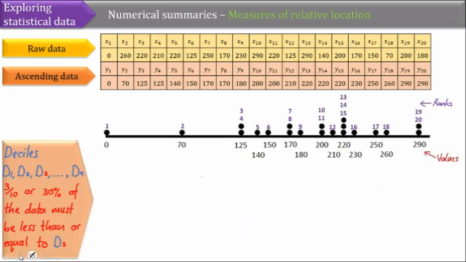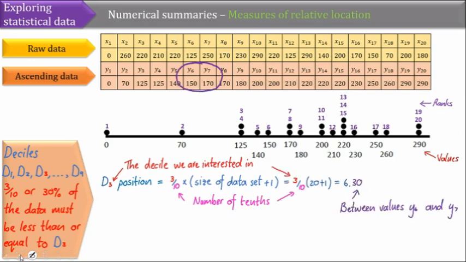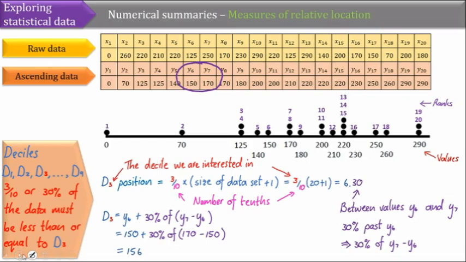Now if we look at deciles, then the calculation steps are exactly the same. The only thing that changes is the fraction that we're working with. Previously we worked with quarters, now we're working with tenths. So if I'm interested in the third decile position, it'll be 3 over 10, still the sample size plus 1. That gives us 3 over 10 times 21, which is 6.3.